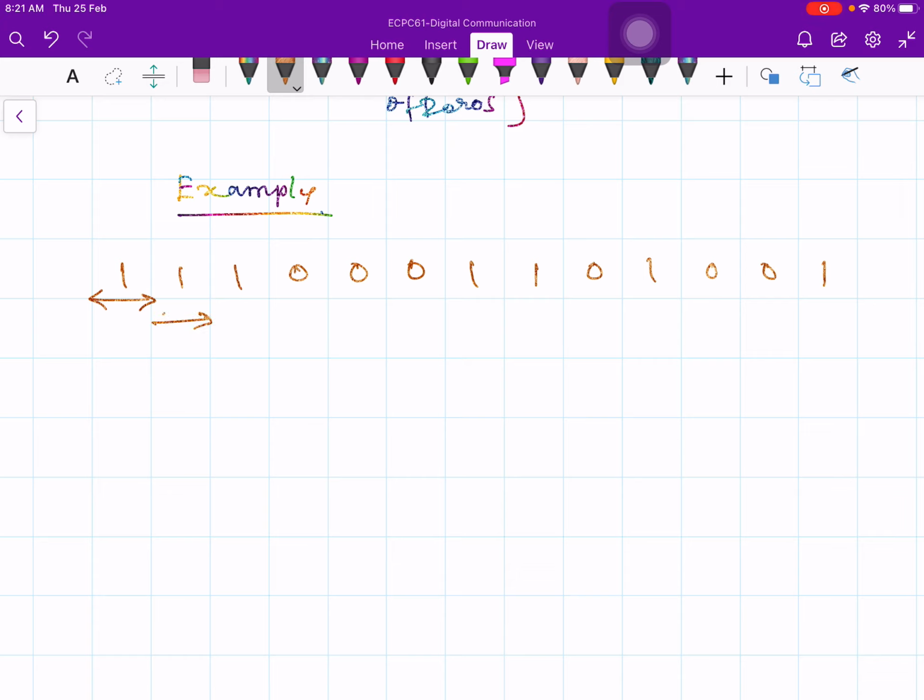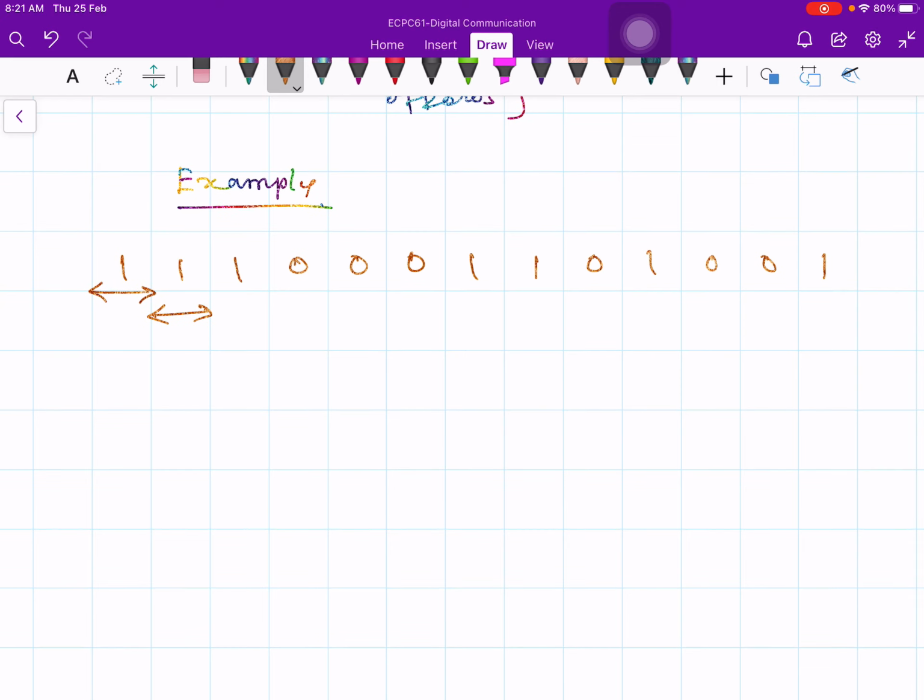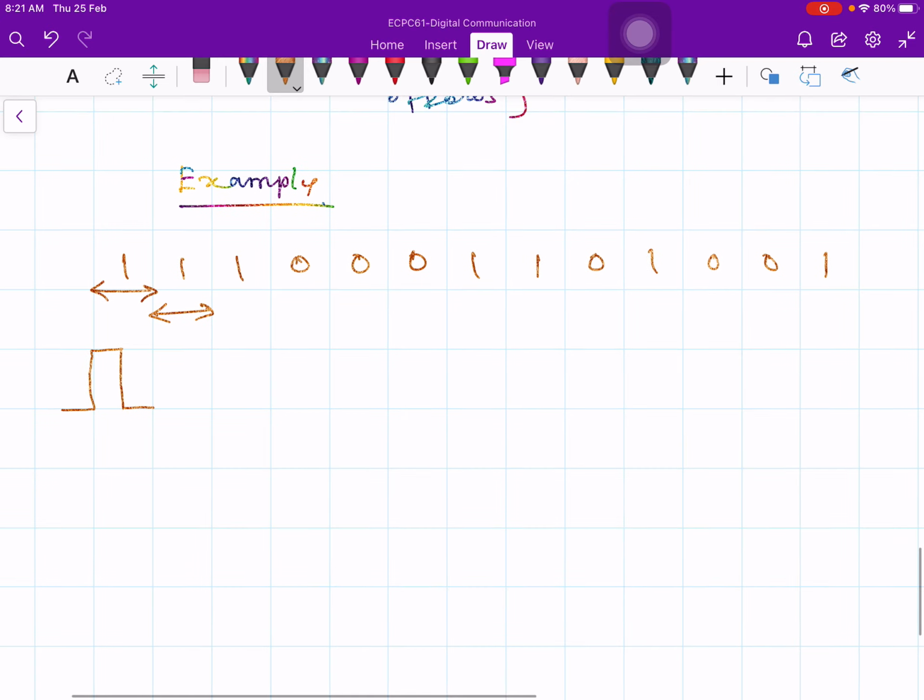Okay, like this, and now let me transmit. For example, for this one, let me transmit a half width pulse like this. Okay, and again for the next one I will transmit another half width pulse like that. Now in between this one and this one, how many zeros are there? Zero number of zeros. So zero number of zeros is an even number.